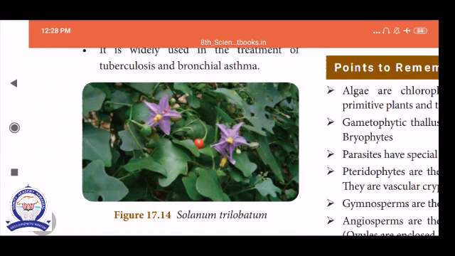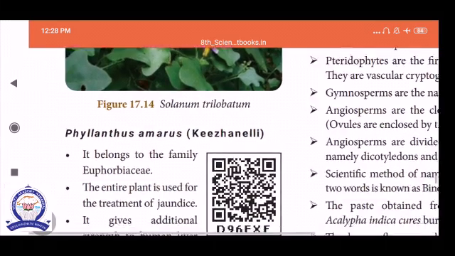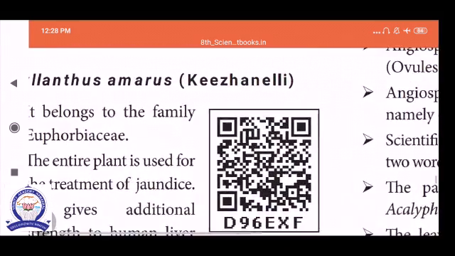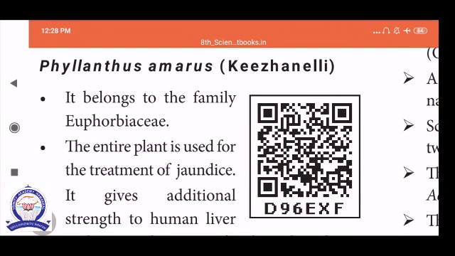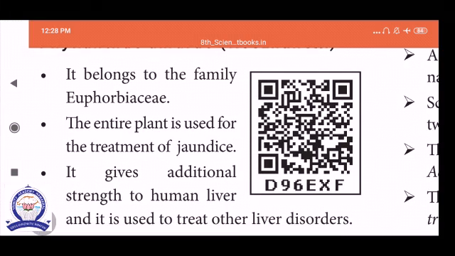The next medicinal plant is Phyllanthus amarus, Tamil name Keezhanelli. This belongs to the family Euphorbiaceae. The entire plant is used for the treatment of jaundice, a very important and useful herbal medicine. The leaf juice, ground and mixed with milk, can be drunk early in the morning before eating. Very useful.